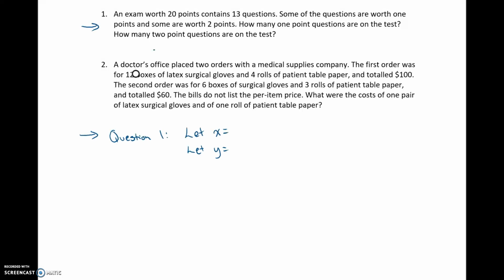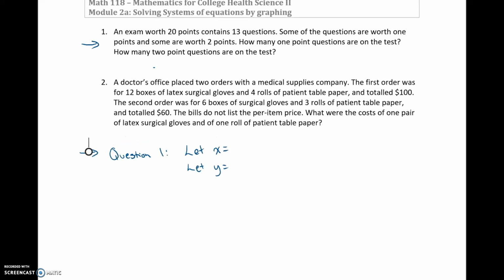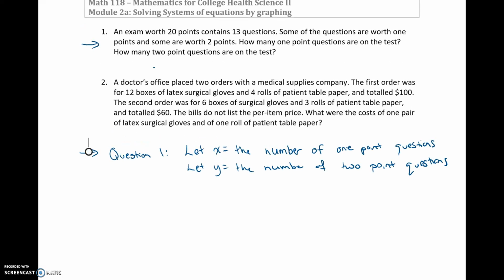When we define our variables, we ask ourselves what we're trying to find. So we'll let x equal the number of 1-point questions on the test, and y equal the number of 2-point questions on the test. Next, we'll generate our equations based on the information that we're given. So we know that there are 13 questions on the test. This means that x plus y must be equal to 13.